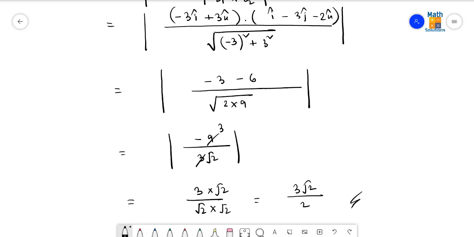Similarly, the next one, question number 15, can also be done. Then question numbers 16 and 17 are on the basis of the questions which we have already done just now.